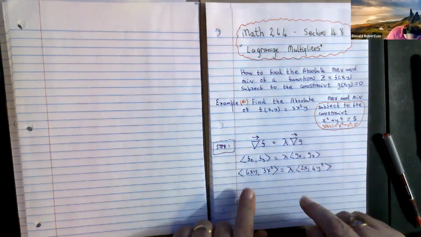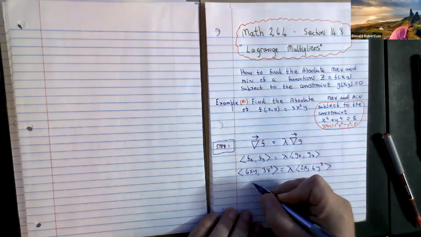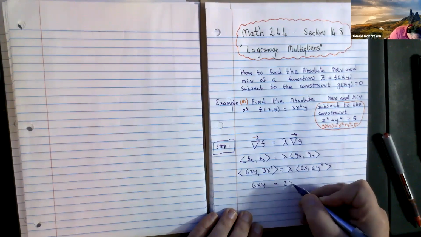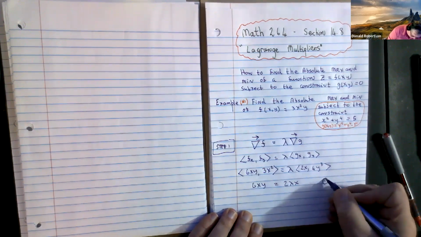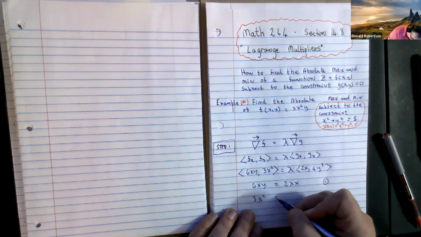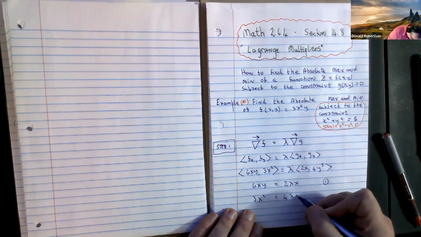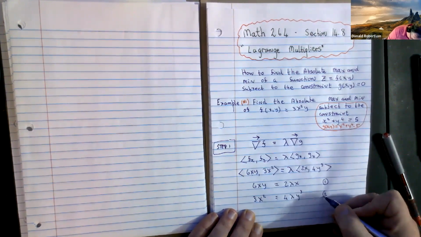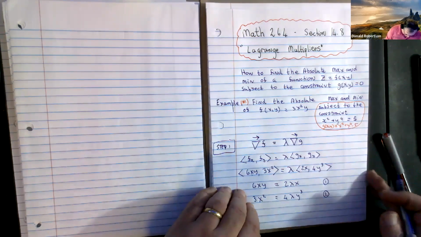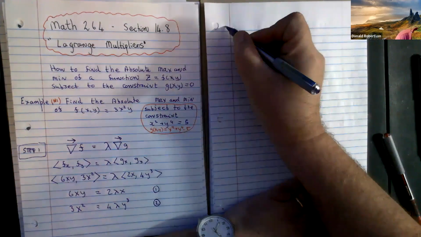Now, if you match the x and the x together, you will find out that 6xy, this component, is lambda times that, so that's 2 lambda x, and I'm going to call that equation 1. And if you match the second to the second, you're going to get 3x squared is 4 times lambda times y cubed. And I'm going to call this equation 2. Now, at this point onwards, the method I'm going to show you and the one that you might see in other videos differs quite a lot. This is me moving on to step 2 then.